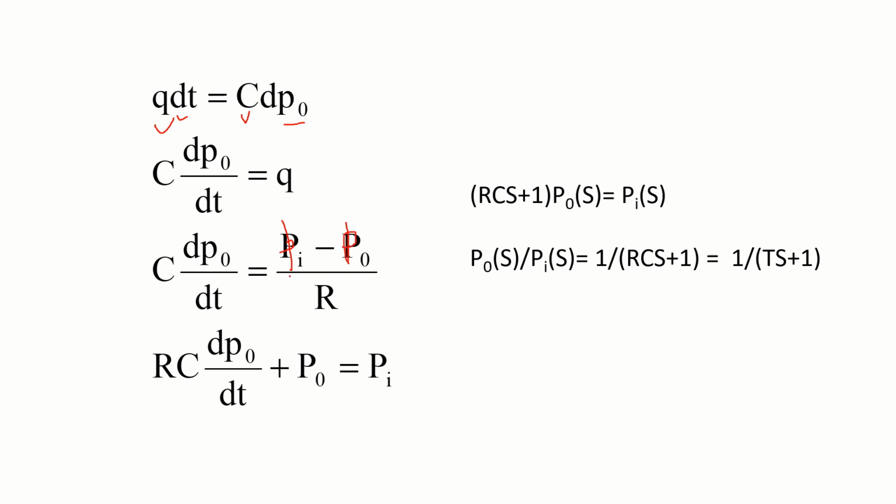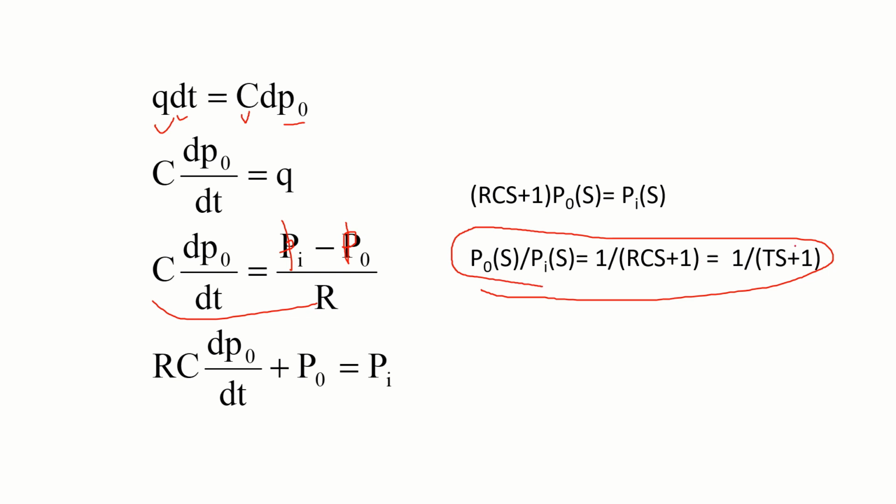Then I cross multiply and I get RC dP naught by dt plus P naught equal to Pi. If I take the Laplace transform, I get P naught of S by Pi of S is equal to 1 by RCS plus 1. RC can be replaced by T, which is the time constant. Then again this is a first order pneumatic system.